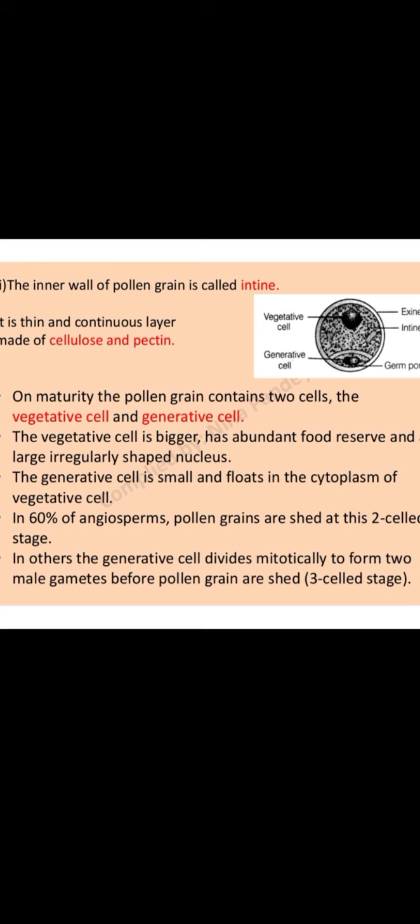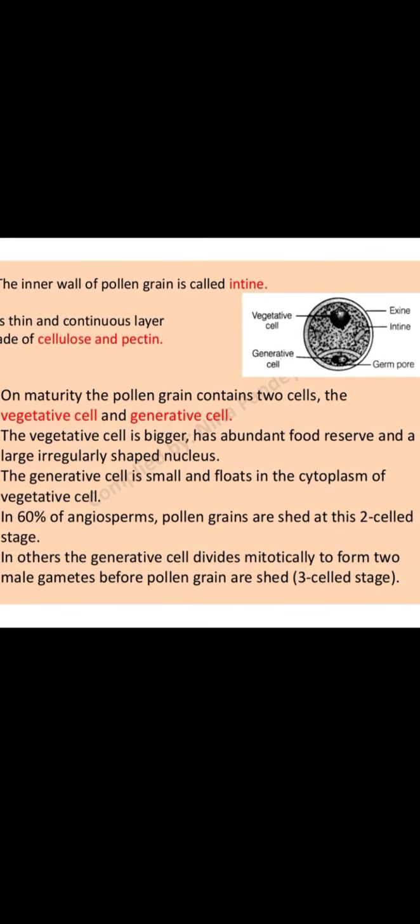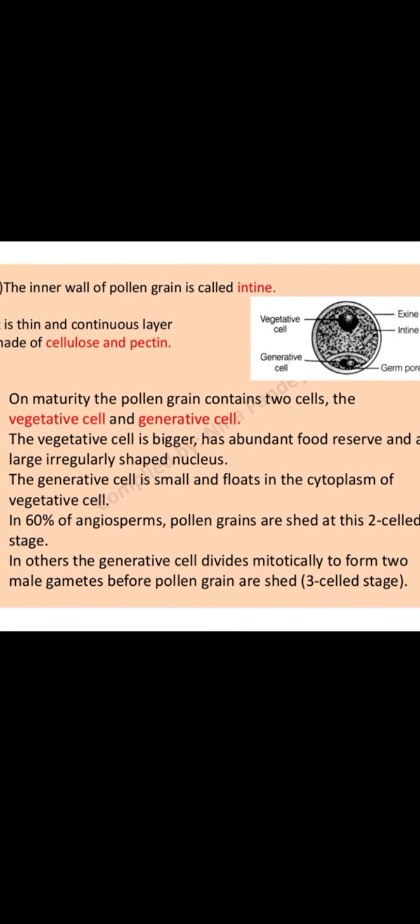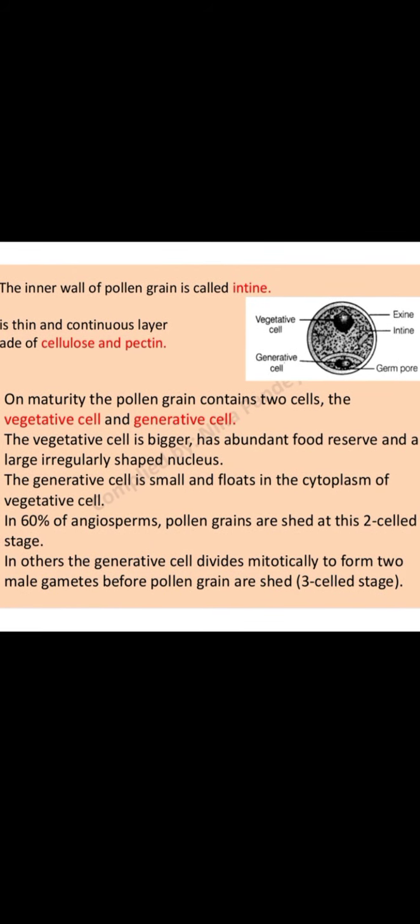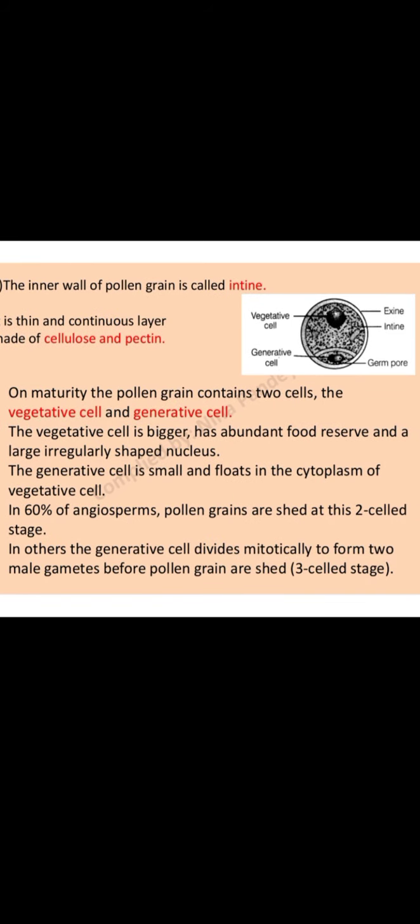In 60% of angiosperms, pollen grains are shed at this two-cell stage. In others, the generative cell divides mitotically to form two male gametes before pollen grains are shed at the three-cell stage. The function of the vegetative cell is that it forms the pollen tube.